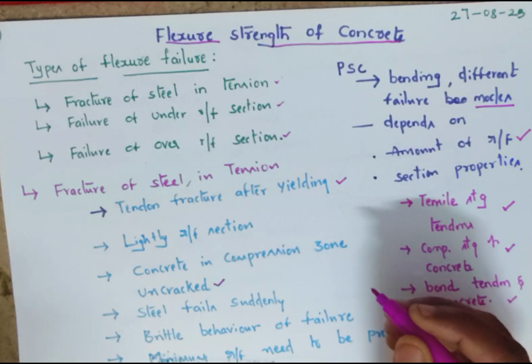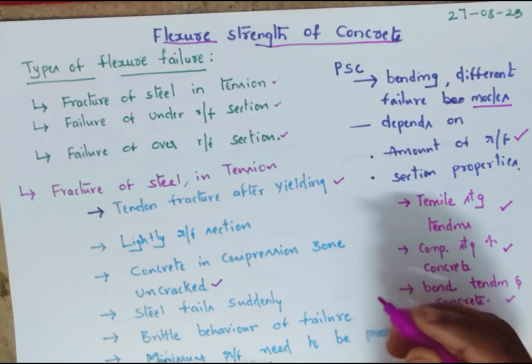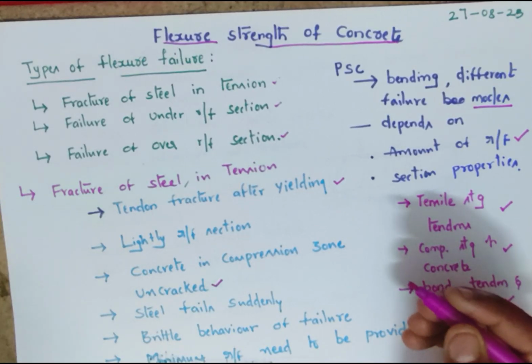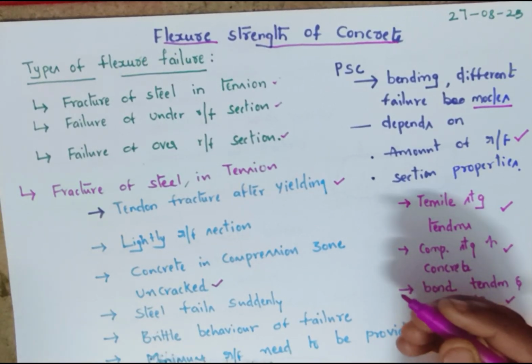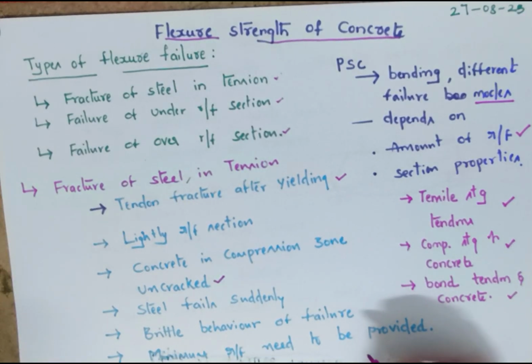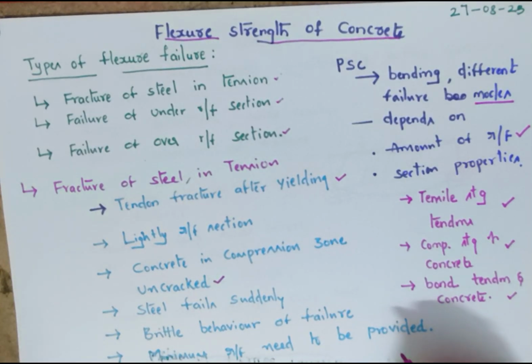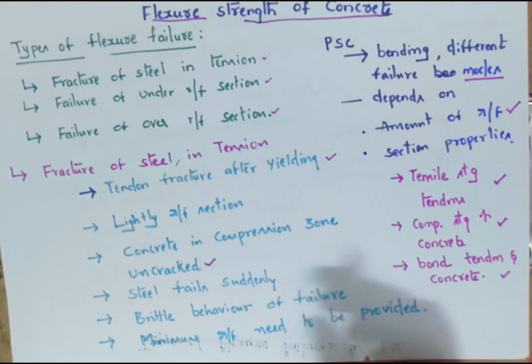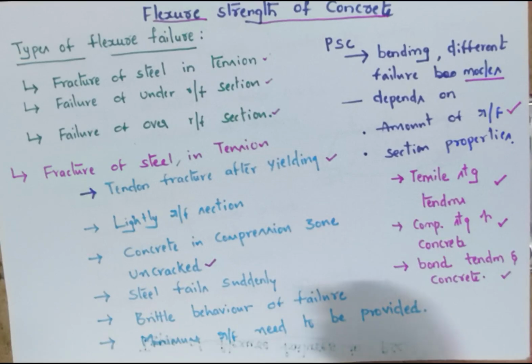In this type of failure, steel fails suddenly without any indication or warning. We may observe the brittle behavior of failure. That's why this type of failure is not desirable. Why? Because it is not giving any warning or signs before going to fail.